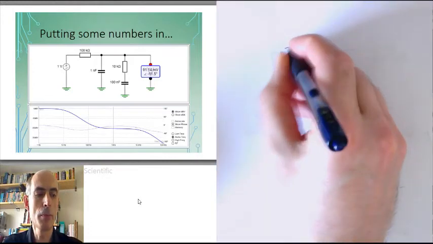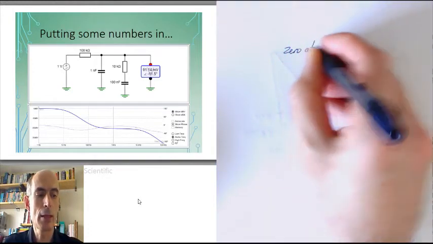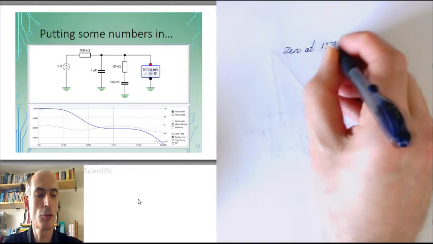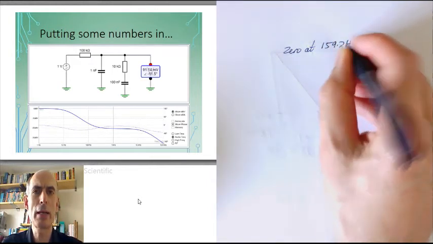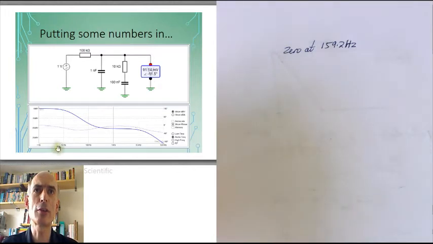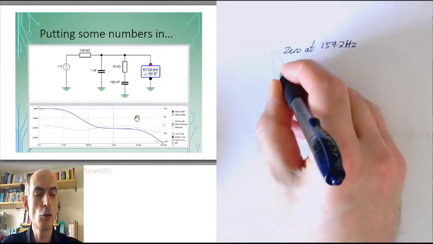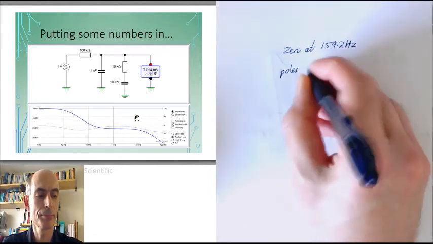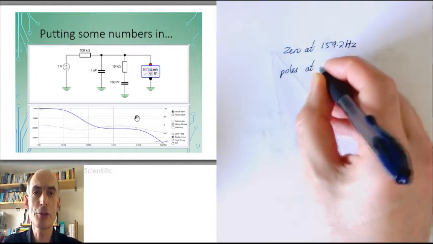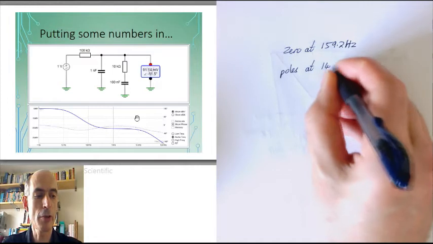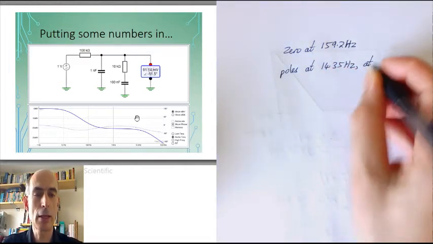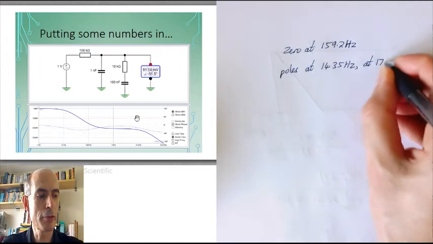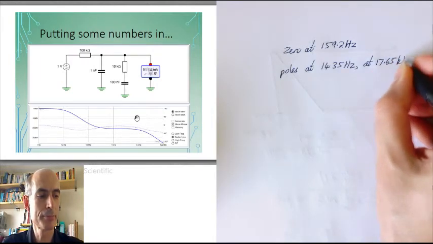If I use these values and then substitute them into the equations on the last slide, we end up with a zero at 159.2 Hertz. I've converted back into Hertz here because that's the axes used on this plot here. And 2 poles. The first at 14.35 Hertz. And the second at 17.65 kilohertz.